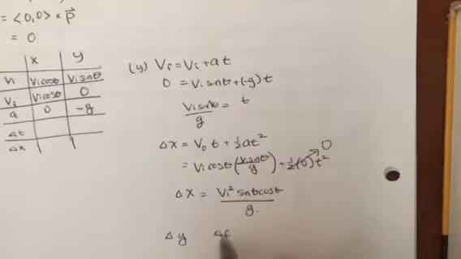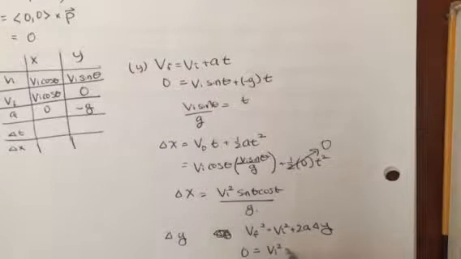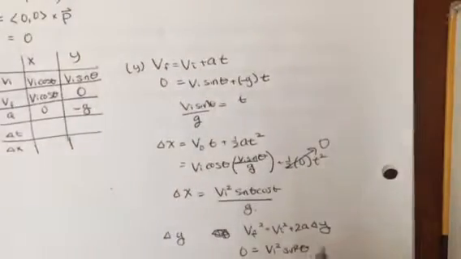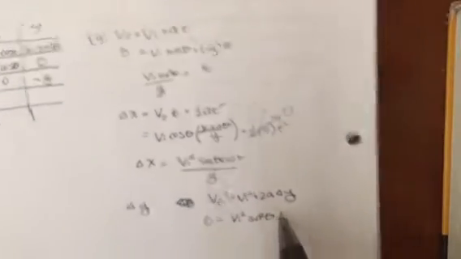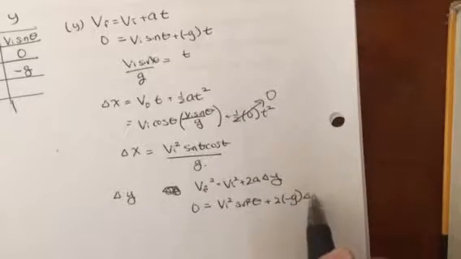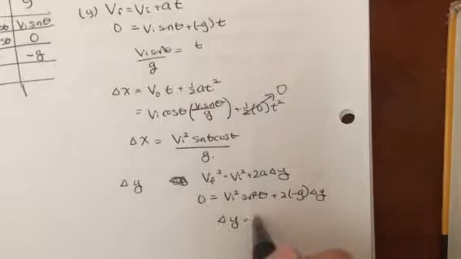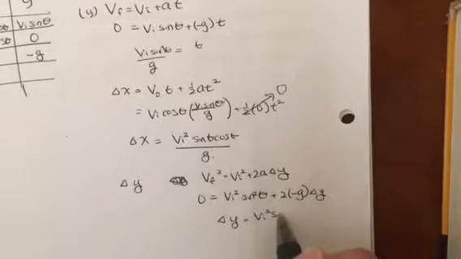Now for displacement of y, I'm actually going to use this formula. It's going to be velocity final squared equals vi squared plus 2a delta y. You know velocity final is 0, so 0 equals vi squared sine squared theta for initial squared, plus 2 times negative gravity times change in y. So then change in y becomes vi squared sine squared theta over 2g.